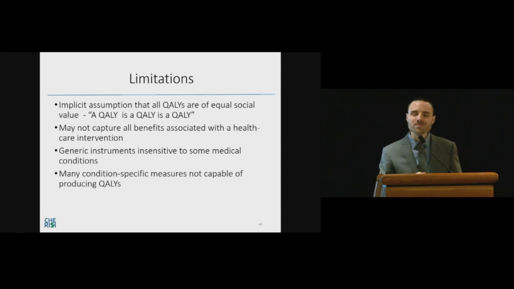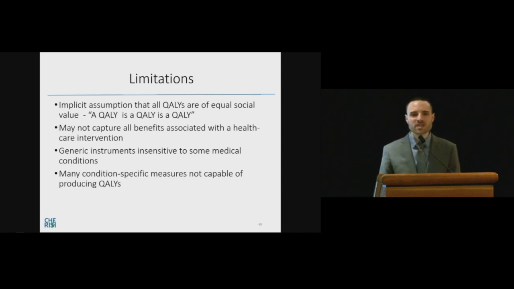So some of the limitations associated with quality adjusted life years. First of all, there's this implicit assumption, and this is a famous quote from Weinstein's article, I think it was in 1988, that all QALYs are of equal social value. So a QALY is a QALY is a QALY. Well, there's some debate when it comes to that because, if you are calculating quality adjusted life years, some people have shown for specific disorders, like specific mental health disorders, it may not align as well with other disorders.